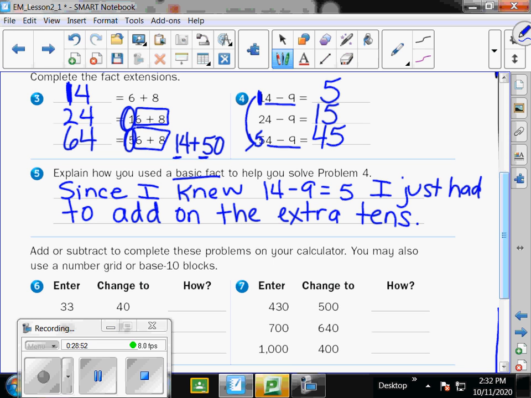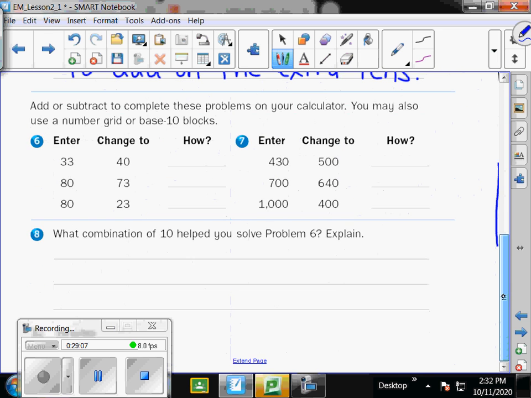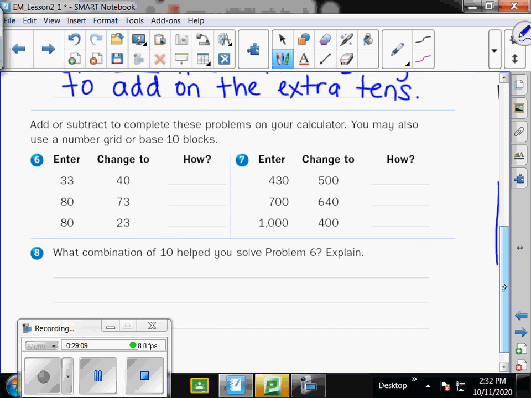You see how the only thing that changed here, I have 5, 5, 5. The only thing that changed was adding on the extra tens that I had in the other problems. All right. Coming down here to number 6, this is just kind of a little bit of a review. Remember, these problems say to use your calculator, but I said your brain is your best calculator.